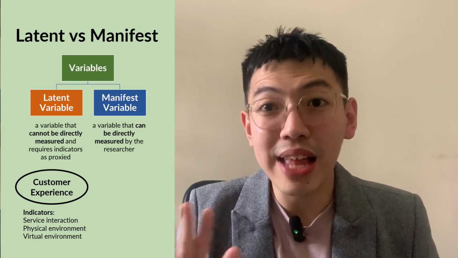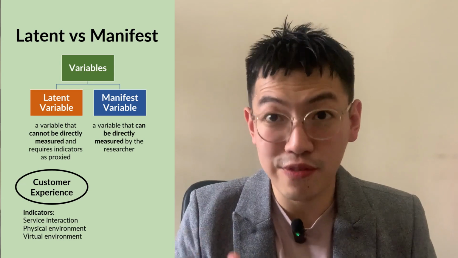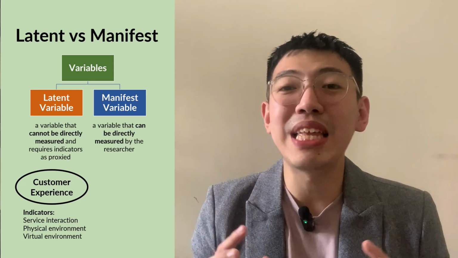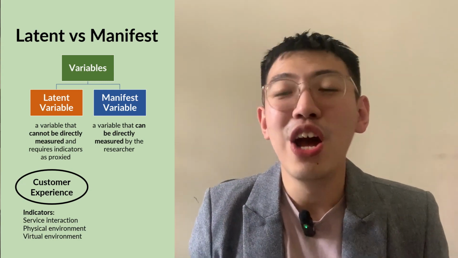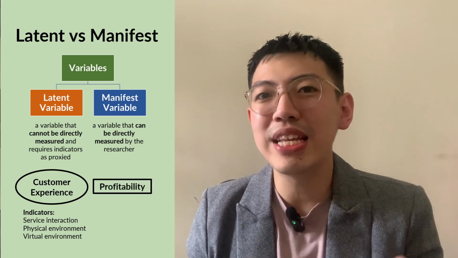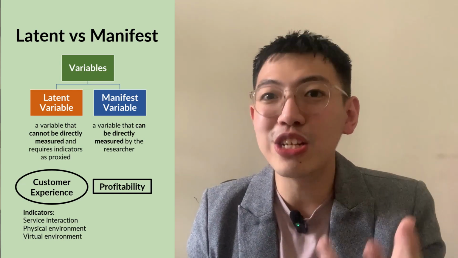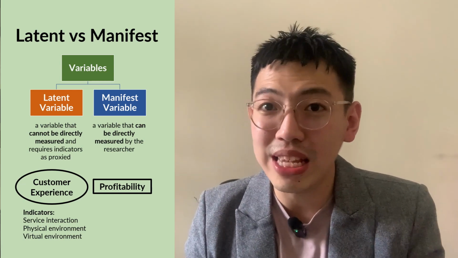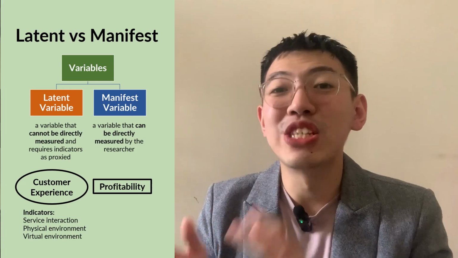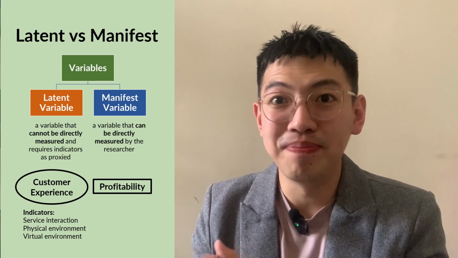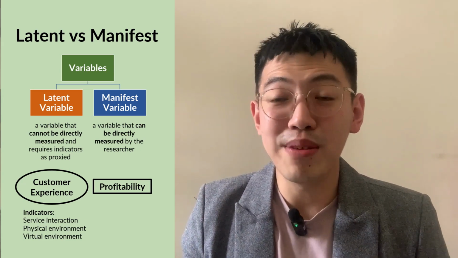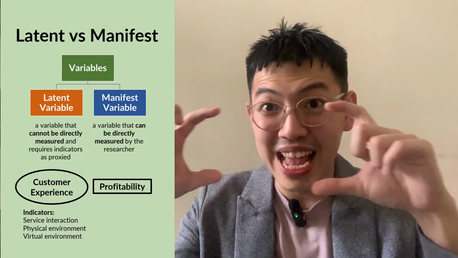The opposite of latent variable is manifest variable. Manifest variable is a variable that can be directly measured by the researcher. For example, you want to analyze the profitability of the company, you can directly use the data of return on asset or return on equity. Or you want to analyze the score of statistics class after training. The score is directly available. You don't need indicator in this case. For manifest variable, it is drawn using rectangle.